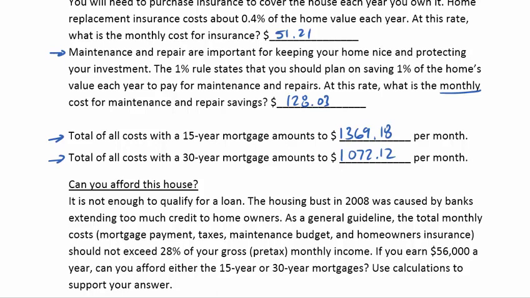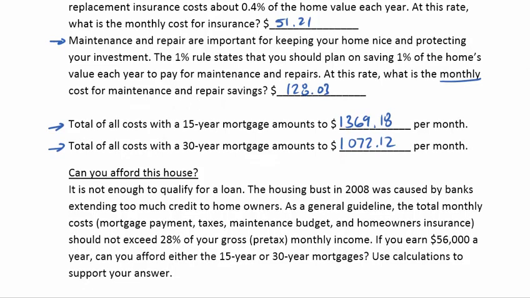Now, once we come up with our monthly payments, we need to figure out, can we afford this home? It is not enough to qualify for a loan. The housing bust in 2008 was caused by banks extending too much credit to homeowners, lending them too much money that they couldn't afford to pay back. So as a general guideline, the total monthly costs, mortgage, taxes, maintenance budget, insurance, and all the other expenses should not exceed 28% of your gross monthly income. And gross means before taxes.